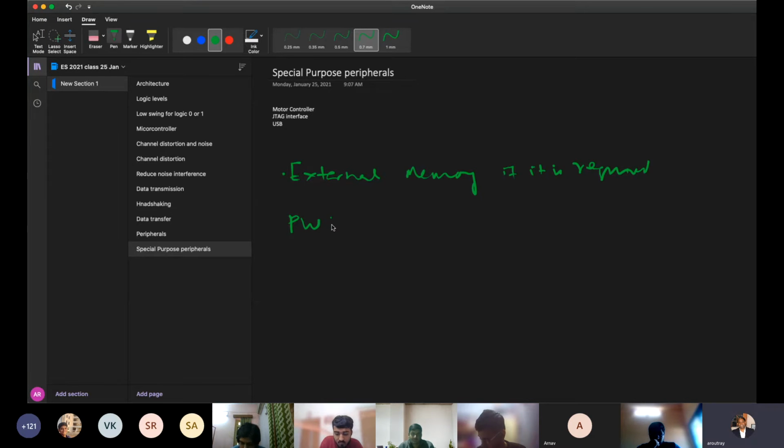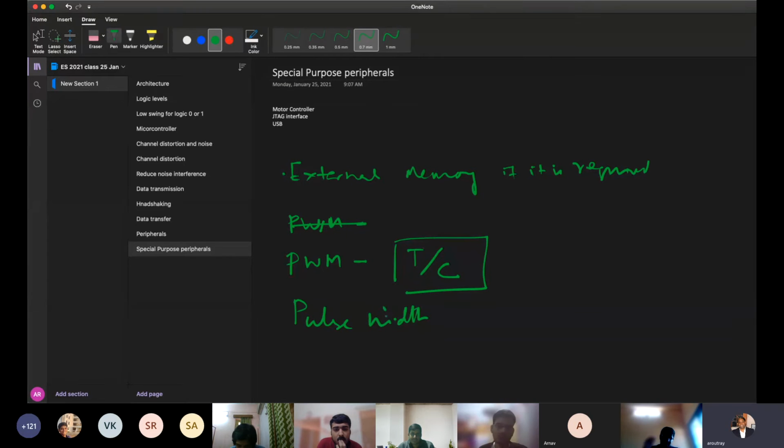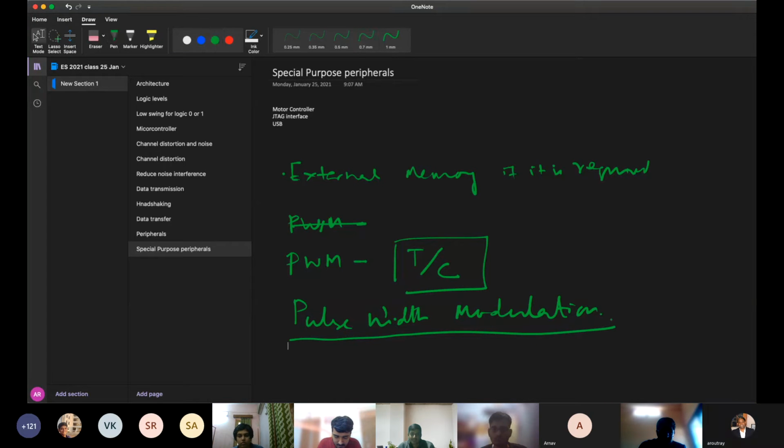PWM generators are also a part of the counter. Let me write clearly: it is a part of timer and counter. So what is this PWM standing for? Pulse width modulation. Why do you need this PWM?